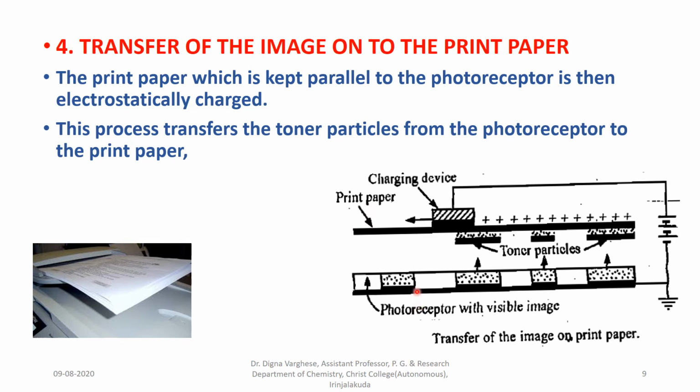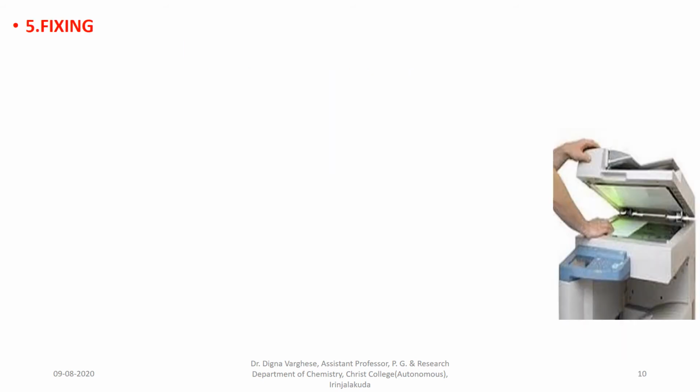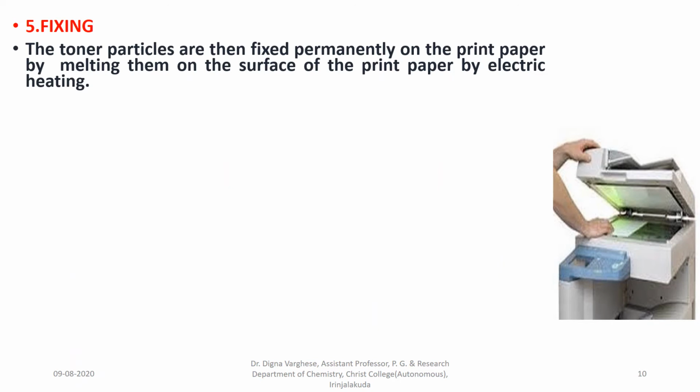This process transfers the toner particles from the photoreceptor to the print paper, because opposite charges attract. Next step is fixing. Fixing means the toner particles are fixed to the print paper permanently.